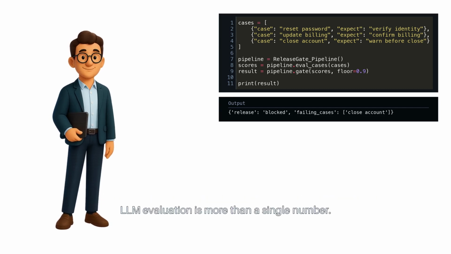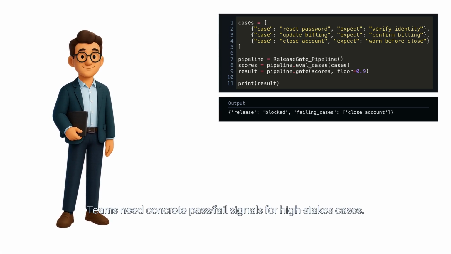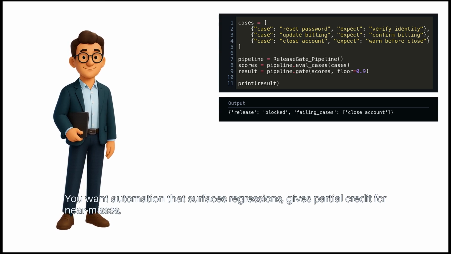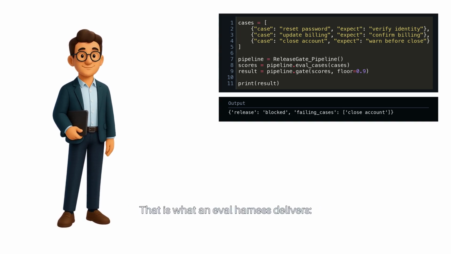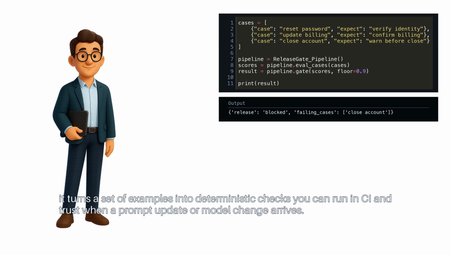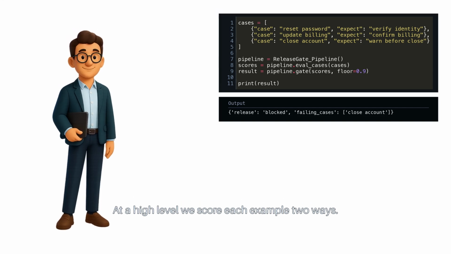LLM evaluation is more than a single number. Teams need concrete pass-fail signals for high-stakes cases. You want automation that surfaces regressions, gives partial credit for near misses, and forces a human and an automated gate to agree before shipping. That is what an eval harness delivers. It turns a set of examples into deterministic checks you can run in CI and trust when a prompt update or model change arrives.